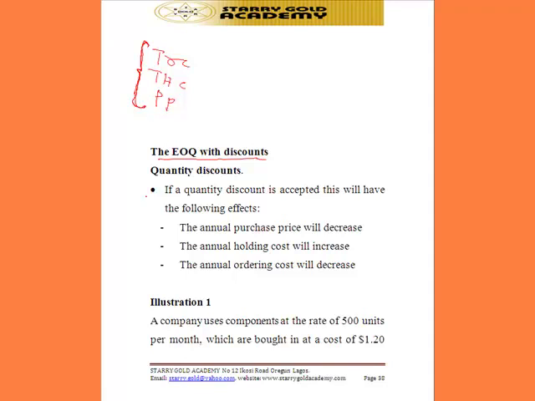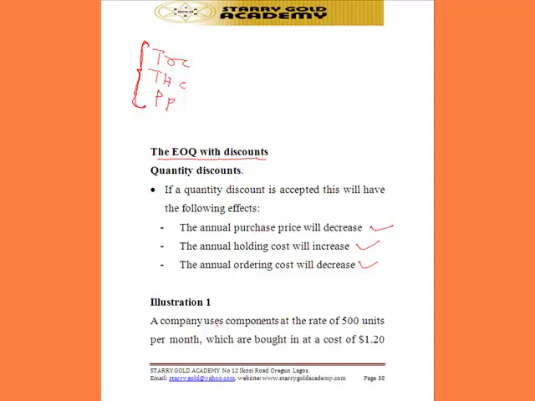Now let's look at this illustration. Okay, before that, the annual purchase price will decrease. That's the effect of discount. The annual holding cost will increase. Yeah, that's the effect of quantity discount. So take note, you can be asked short answer questions. The purchase price will decrease because of the discount. The holding cost will increase because we might likely place a larger quantity of order and then hold more. And then the annual ordering cost will decrease because the number of times we order will reduce.